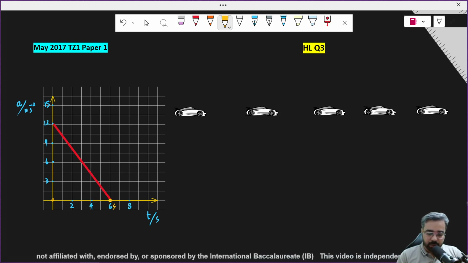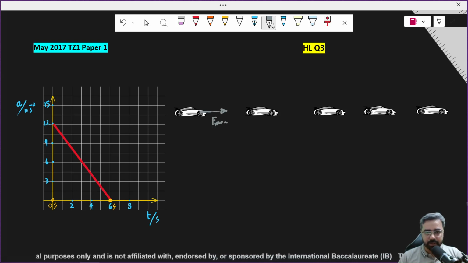So at the 0th second, what we observe is that acceleration is maximum, okay? Which means that we can visualize that the maximum force was applied on it. It possessed the maximum acceleration. It has a maximum change in velocity in the first interval.